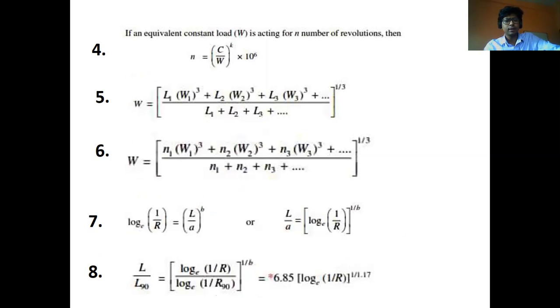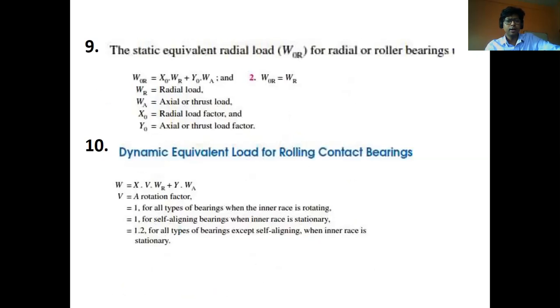Same formula, I am just changing the direction. If it is C, if it is N, it is W. The same formula we use depending on the conditions asked for. If there are a number of loads, W1, W2, and so on, depending on that, we find the equivalent load capacity. And finally, for statics, if it asks for static load, we use this formula. If it asks for dynamic load, this will come.